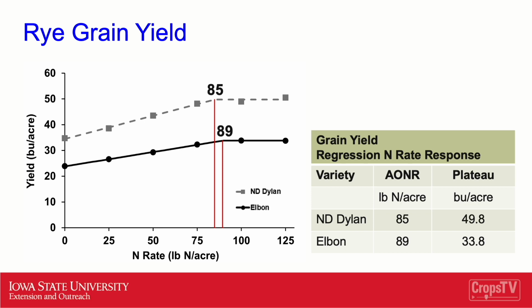So we did show that rye does respond for grain production to nitrogen application, and that we now have some idea of where that fertilization rate maybe should be when it follows soybean, and we certainly did not see an increase in yield when we went beyond those optimal N rates.